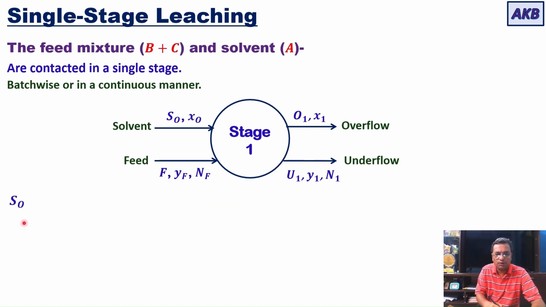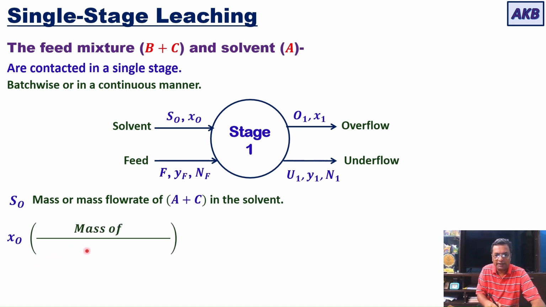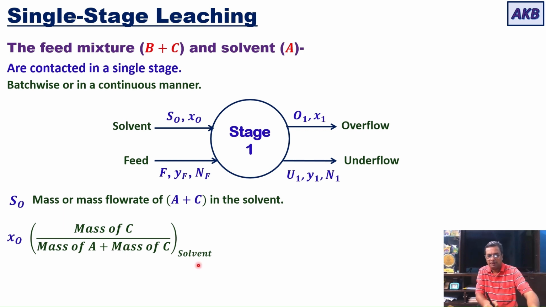Then the other notation is S naught. S naught is mass or mass flow rate of A plus C in the solvent. Again, we are just considering A and C. So S naught is mass if it is a batch operation, or mass flow rate if it is a continuous operation, of A plus C in the solvent. Then X naught is mass of C divided by mass of A plus mass of C in the solvent. That is weight fraction of C on a B free basis in the solvent.